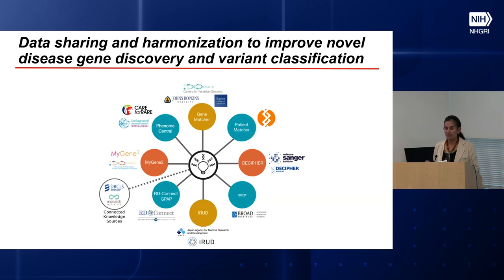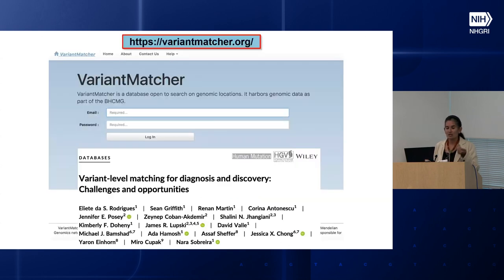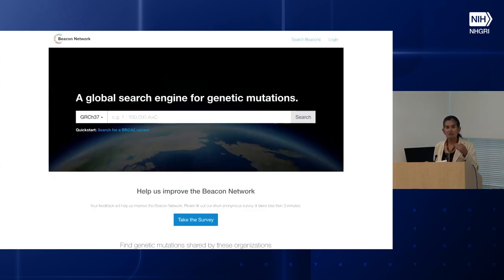The last thing is just data sharing. You saw this graph before. We talked about gene matcher. The next step that we are working on is on variant matching. We have a tool that is variant matcher that allows you to go there and see if you have that variant in the database and what's the phenotype of that individual. And the same way that we did before, we are connecting these two to other databases, and then you can expand your search from that database to others.